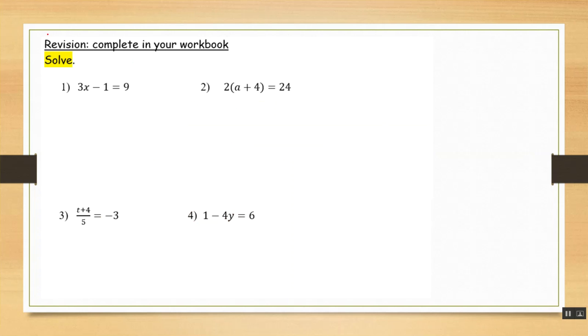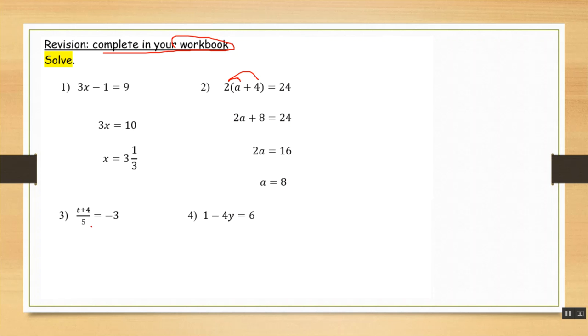So to start the lesson, as is usual, let's do a revision exercise in our workbooks. So pause the video, do the questions, and then check with the answers, just to make sure you're doing things correctly. So first of all, add 1 to both sides, 3x equals 10, and then divide by 3. For question 2, expand the brackets. So multiply a and 4 by 2 to get 2a plus 8 equals 24.